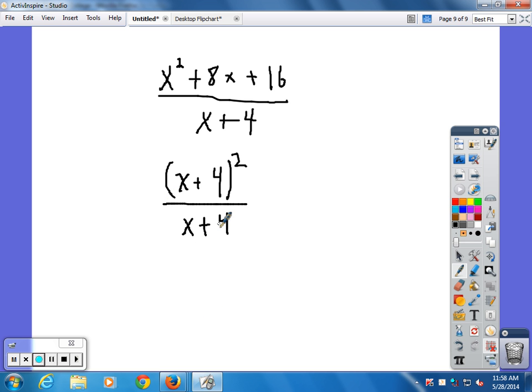All right, what will happen? Well, this is to the first power, and this is to the second power. What do we do if the bases are the same and we divide exponents?